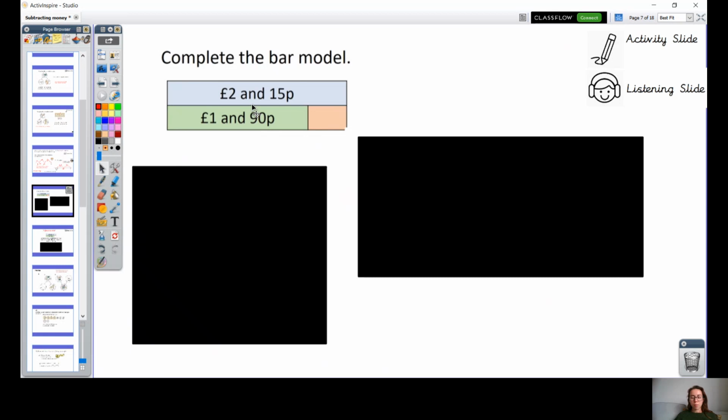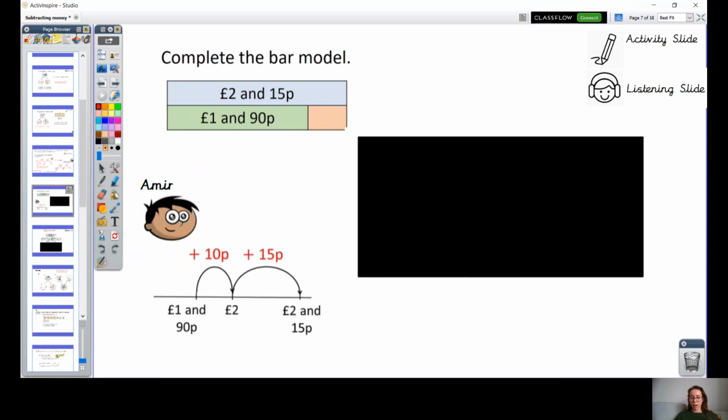So if we have a look at this bar model, the whole part says £2.15. And we know that that's the total. One of the parts here is £1.90. And we've got a missing part here. The calculation we're going to do is £2.15 take away £1.90, and that will give us our answer here. So let's look at the first way of doing that.